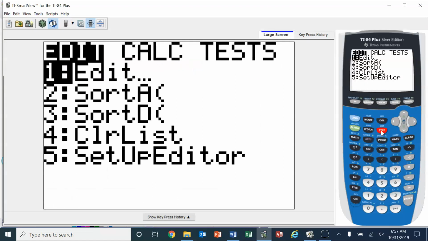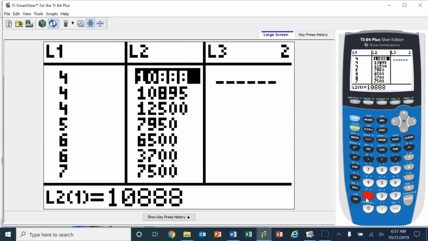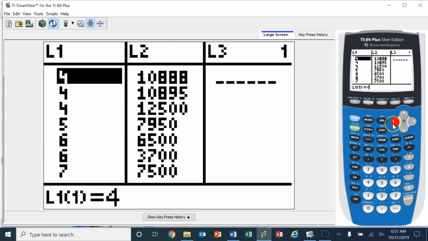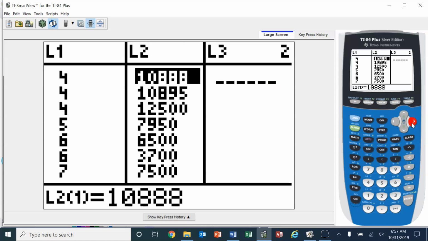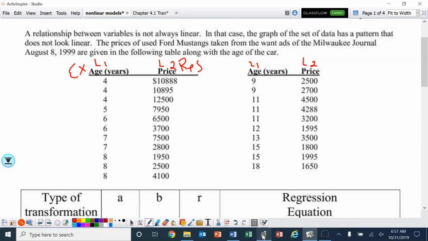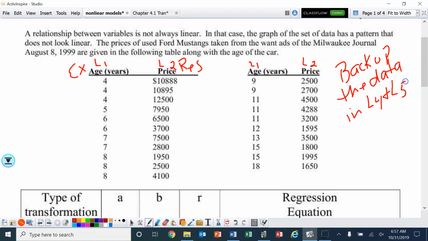All right, so I've already got the numbers typed in. So list 1, list 2. Now, before you go any further, you want to back up the data in L4 and L5. Truthfully, you can back them up in any list you want as long as you remember. I picked L4 and L5.